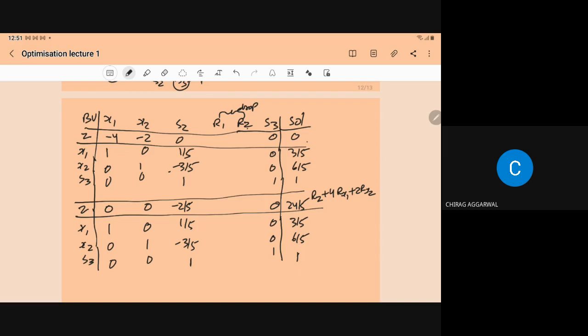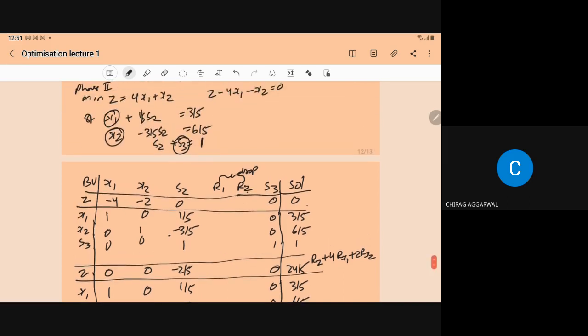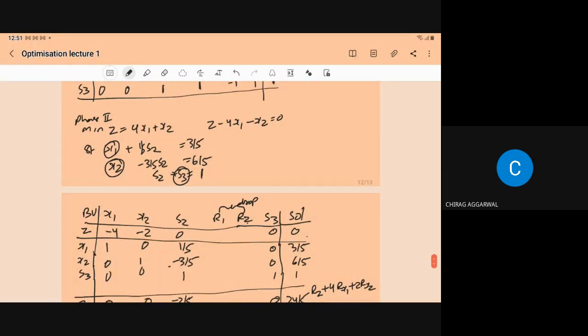Now Z is what? What is the nature of the Z?